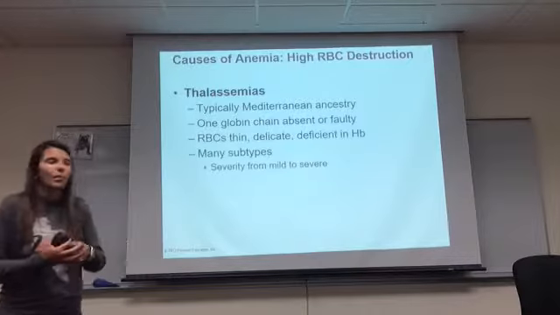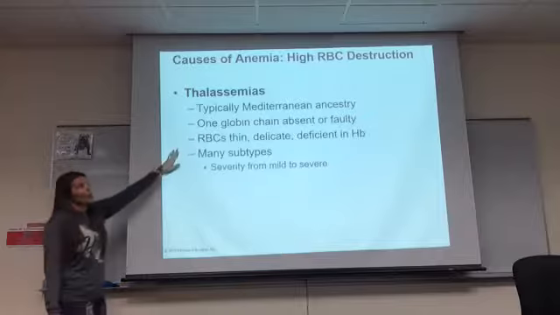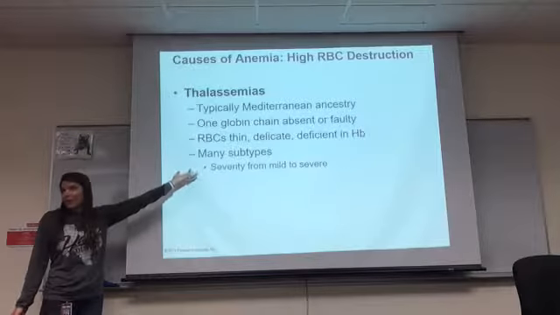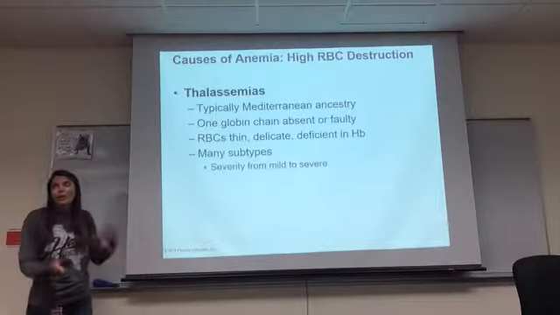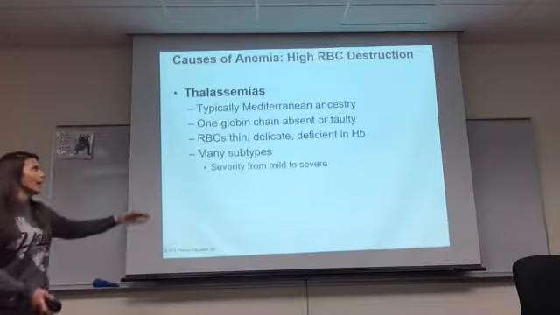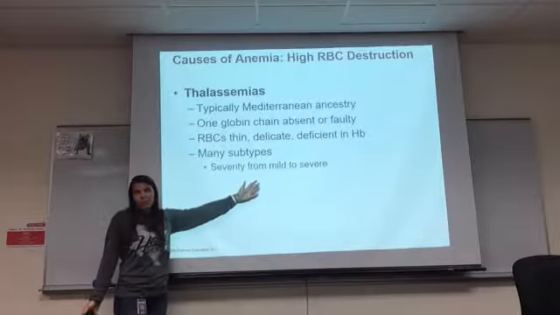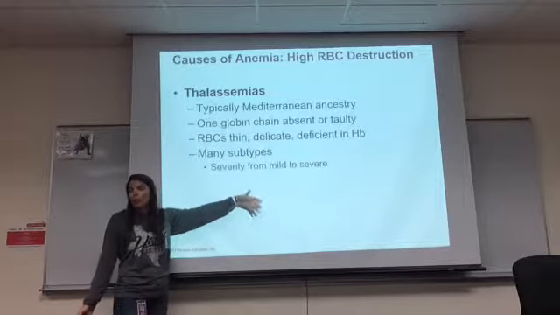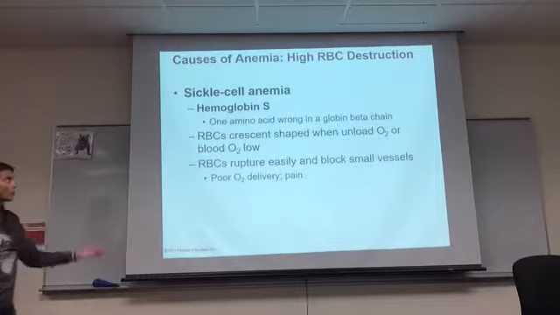So like mentions here, Mediterranean ancestry. In this case, your red blood cells are really thin. It's because of the deficiency in that hemoglobin. And they're fragile. They don't carry as much oxygen. Okay, and it says that their subtypes vary from mild to where you can live a pretty okay life to severe where you don't live very long at all. So it really just depends on how it impacts you.